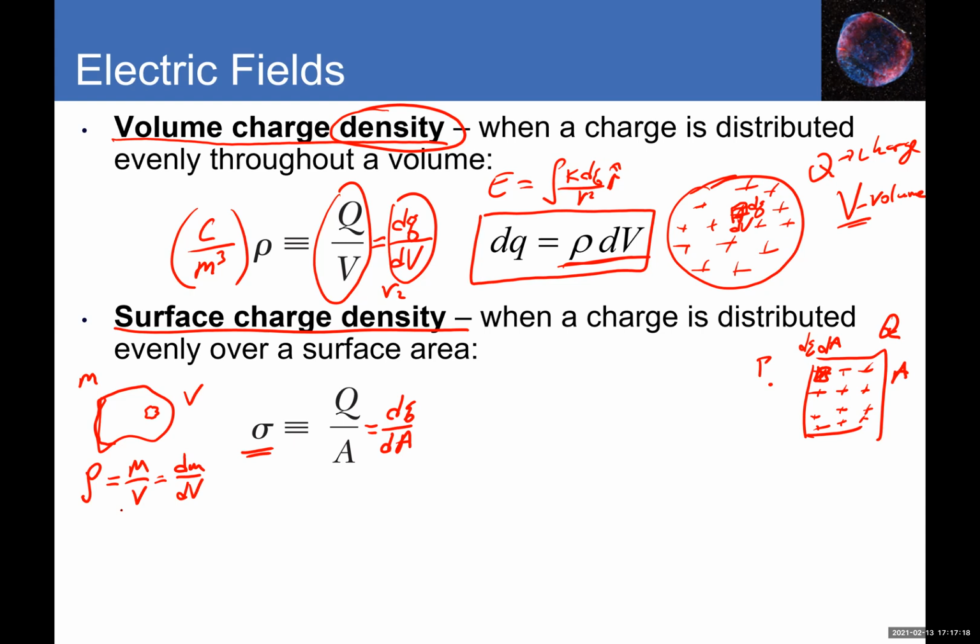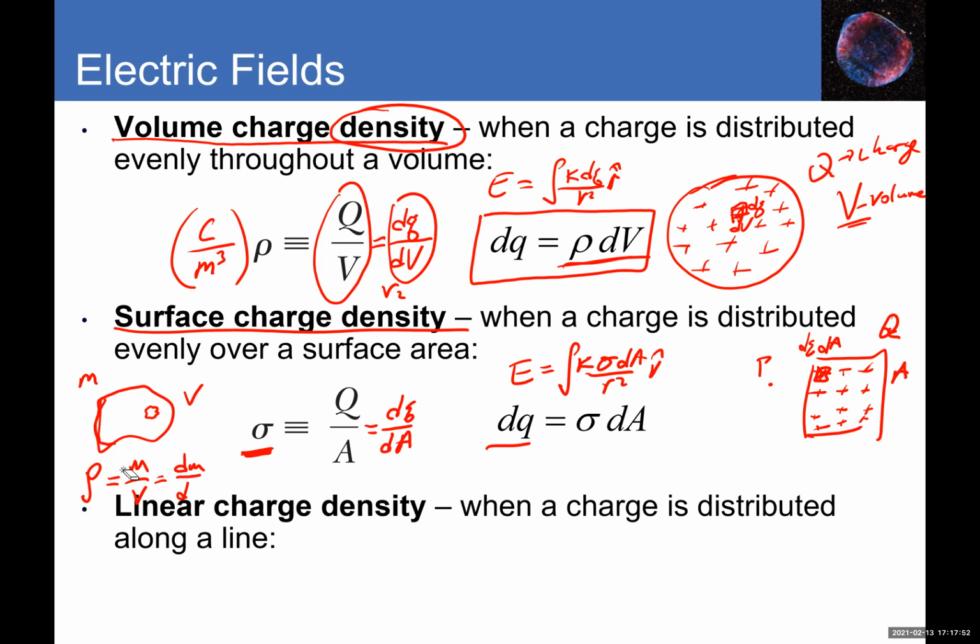Same thing here. That means this surface charge density is equal to the same ratio of total charge over total area, or element charge over element area. Rearranging, you can see that dq equals sigma dA. So if this is the electric field due to some kind of two-dimensional distribution, I can say that it is k times sigma dA over r squared r hat. So technically this can be changed into that.